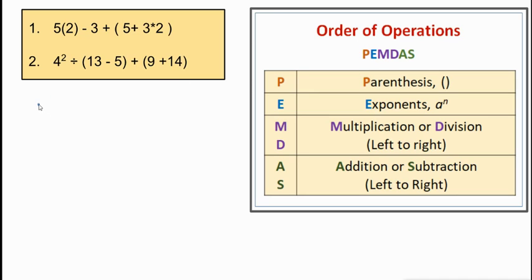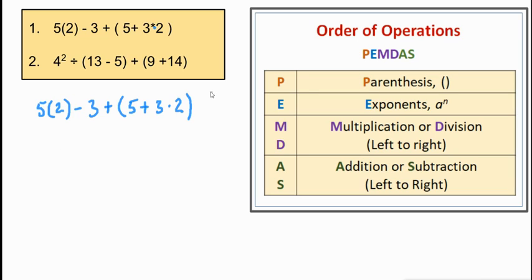I'm going to rewrite this first problem and just describe what's going on. So this is 5 times 2 minus 3 plus, in parentheses, 5 plus 3 times 2. Now note there's an asterisk between the 3 and the 2 right here. That just is a substitute for the multiplication symbol, because sometimes using an X gets confusing. So an asterisk when you're typing it or a dot when you're writing it is a good substitute.